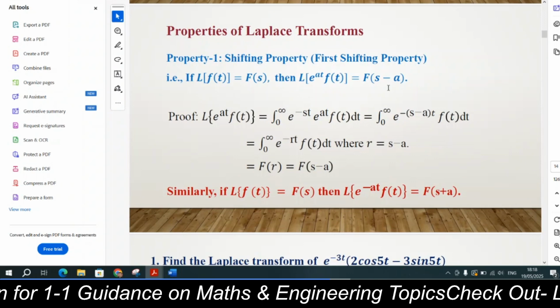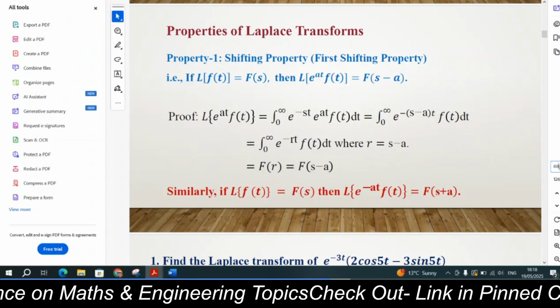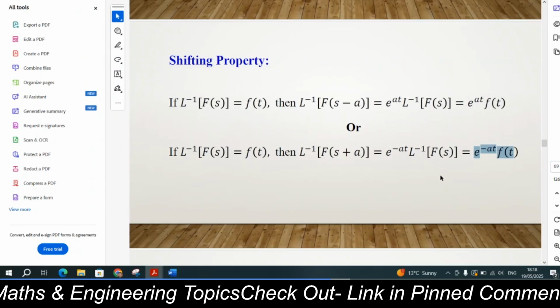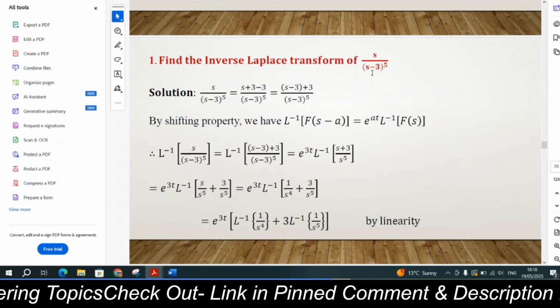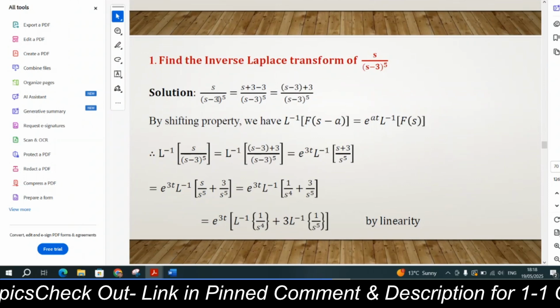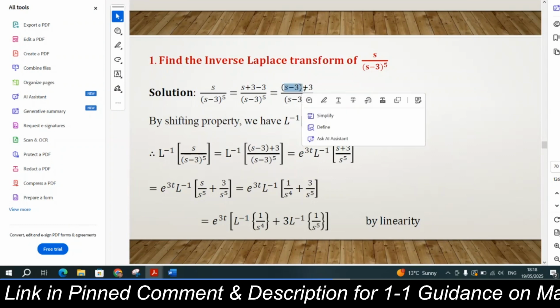Yeah, I think first shifting is one of the first things we did, even before multiplying. Yeah, this one, slide 14. Okay, so this was L of f(t) is equal to F(s). L of e raised to at f(t) is F(s minus a). So it's the same thing you are doing in inverse Laplace. Is that clear? Okay, so that's your shifting property.